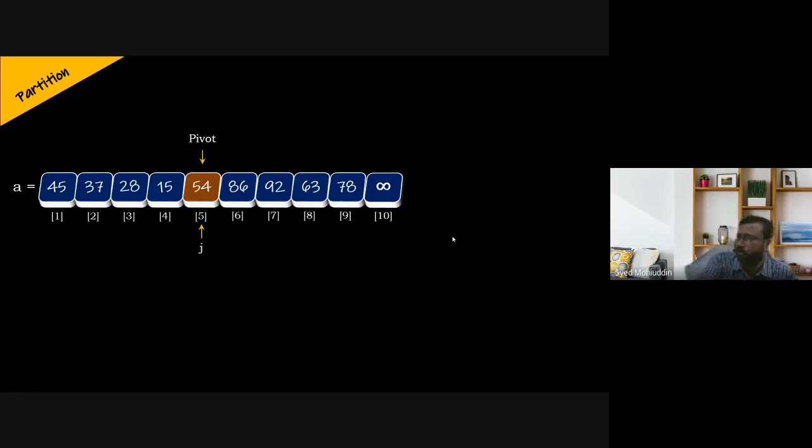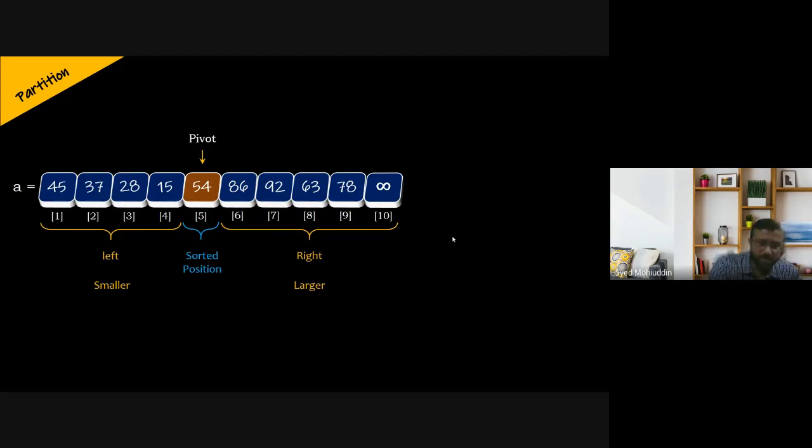So what do we have to do now? We have to sort the left partition and we have to sort the right partition. In the left partition, all the elements are smaller than the pivot. So the pivot element is at its place. All the elements towards the right are larger. So that becomes the right partition, and we have to recursively apply quick sort again and perform the sorting of these partitions. So this is how the partition algorithm will work.